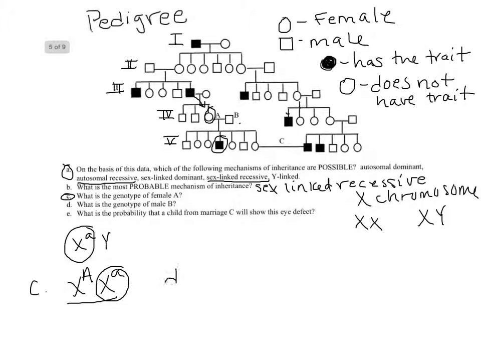For letter D, I would say that this guy's genotype is going to have to be the dominant unaffected allele because none of his daughters show this trait, and we also see that his box is not colored in. And if this is a sex-linked trait, he only has one copy of that allele, so he has the dominant unaffected allele.